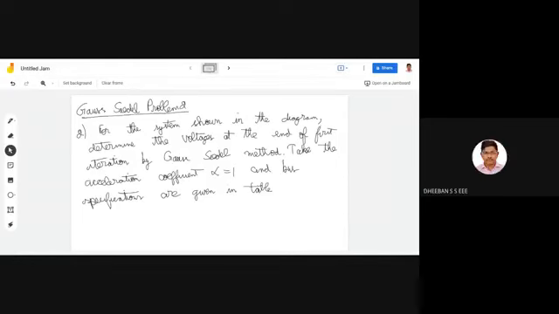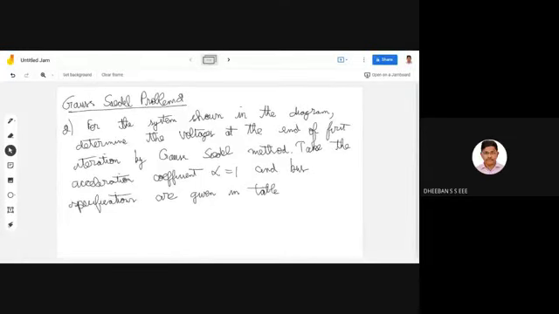So greetings students, we'll be moving to the second problem of your Gauss Seidel. The first problem we have seen was about the normal voltage equation, that too with two PQ buses, and how you have to solve Gauss Seidel up to the first iteration.